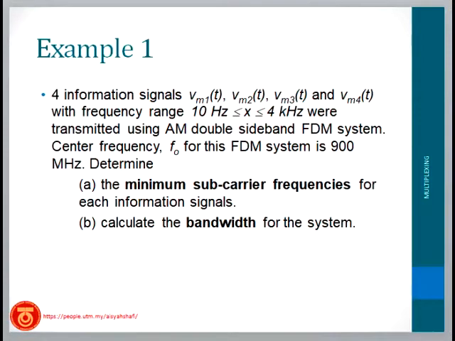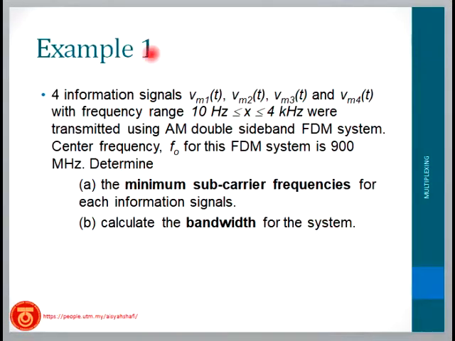Okay, let's look at this example. Information signals VM1, VM2, VM3 and VM4 with a frequency range of 10 Hz to 4 kHz are transmitted using an AM double sideband FDM system. The center frequency F0 for this FDM system is 900 MHz. There are two questions. First, determine the minimum subcarrier frequency for each information signal, and second, calculate the bandwidth for the system.